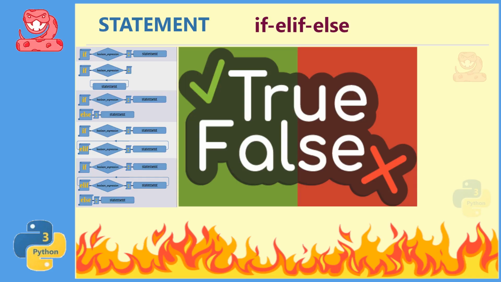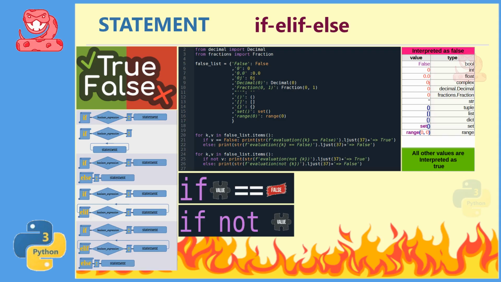Next, let's consider the possible values that a Boolean expression can take. There are two such values: true, false. According to the Python documentation, the following values are interpreted as false: false, none, numeric zero of all types, and empty strings and containers, including strings, tuples, lists, dictionaries, sets, and frozen sets. All other values are interpreted as true.